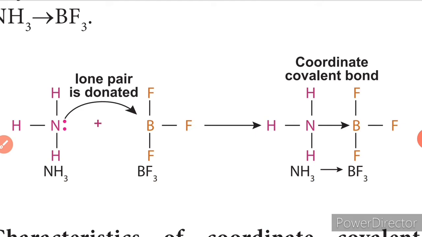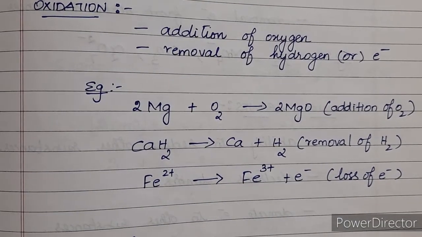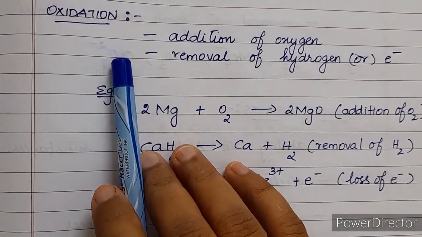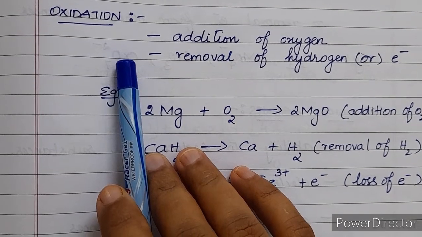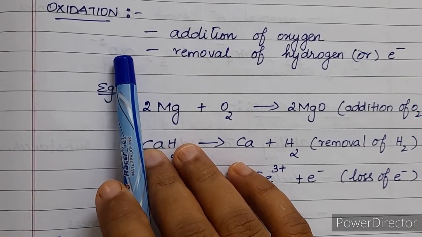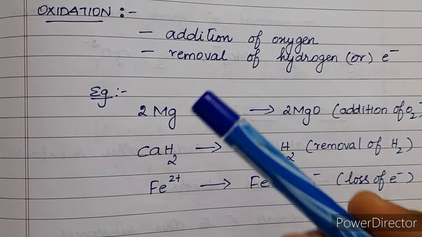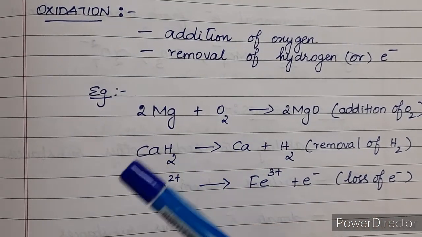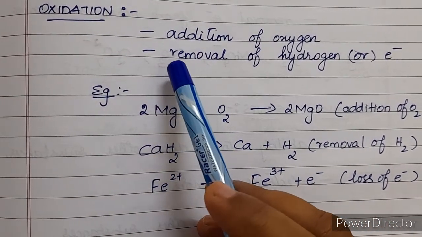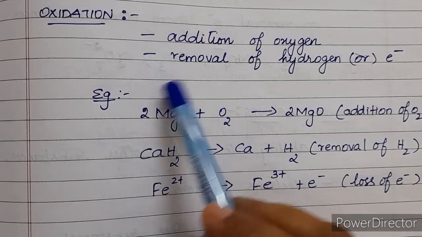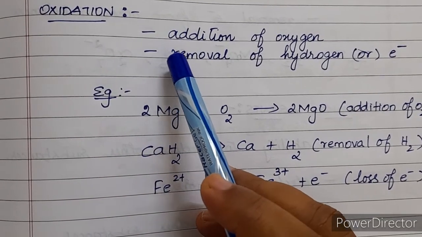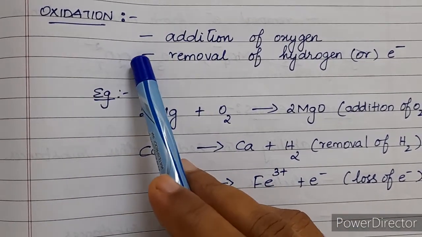Next we'll see the oxidation, reduction and redox reaction. Now, children, when we cut an apple and leave it for some time, what will happen? It turns brown on its surface, isn't it? Similarly, iron gets rusted when it comes in contact with moist air. Why does this happen? All this happens because of a reaction called oxidation.